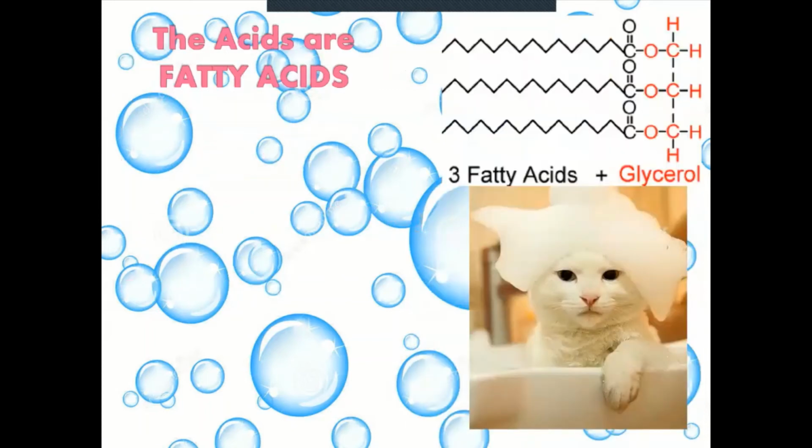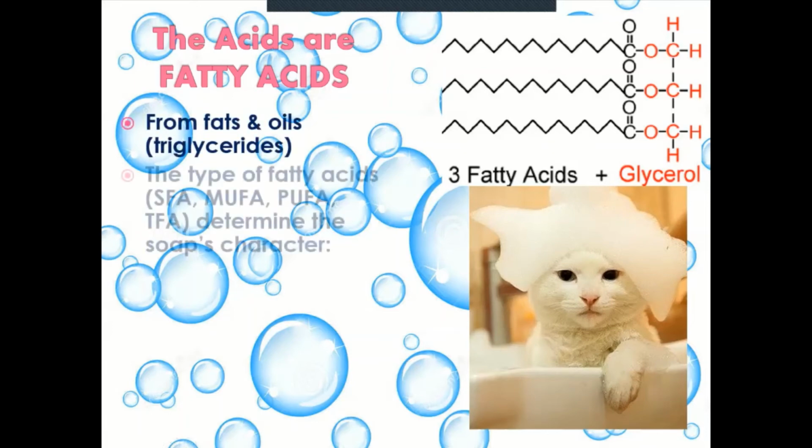So the acids are the fatty acids. This is a triglyceride. These are saturated fats. You should recognize that because they zigzag. There's no kinks. And there's the glycerol shown nicely in red. And so the acids come from the triglycerides, fats and oils, when you make soap.